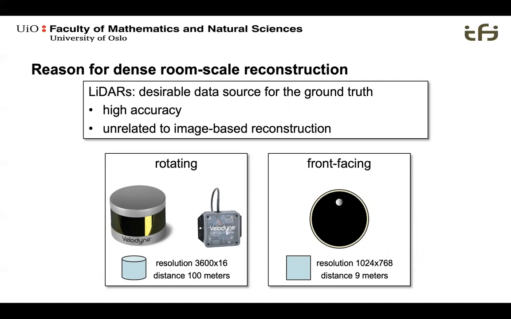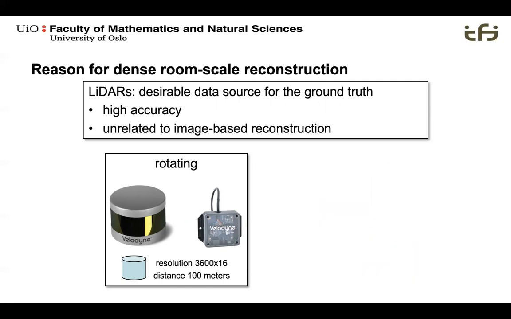There are also front-facing LIDARs, like the Intel RealSense L515, which has a resolution of 1024 by 768 pixels, but it measures accurately only up to a distance of 9 meters. The other thing is, when we started and had the opportunity to buy a LIDAR, it didn't exist yet. So we are living with the VLP16.